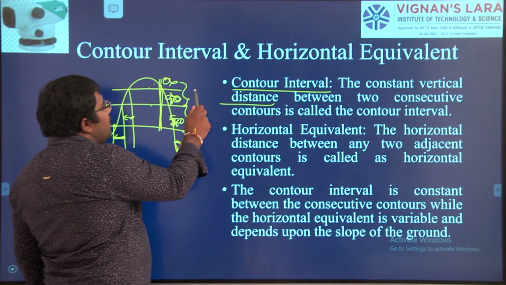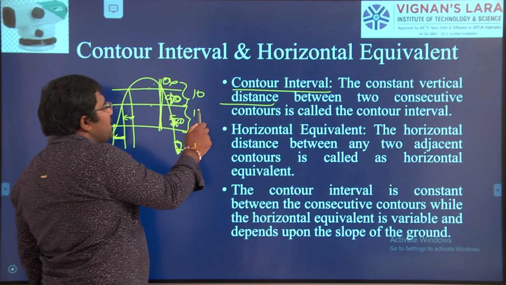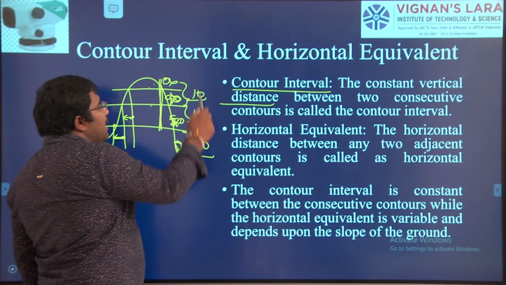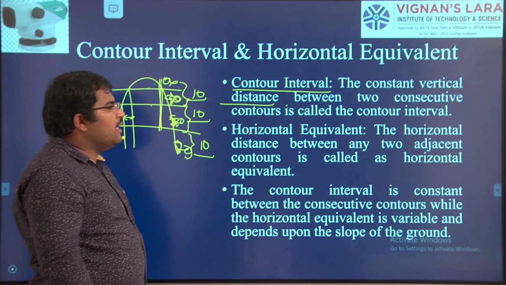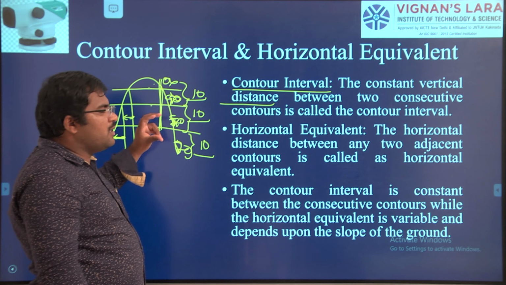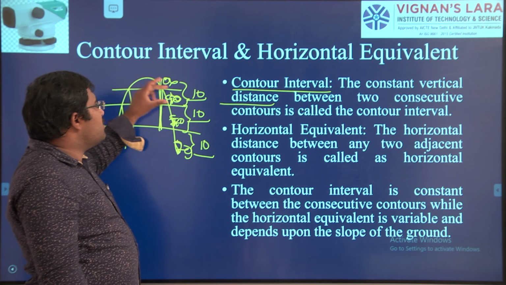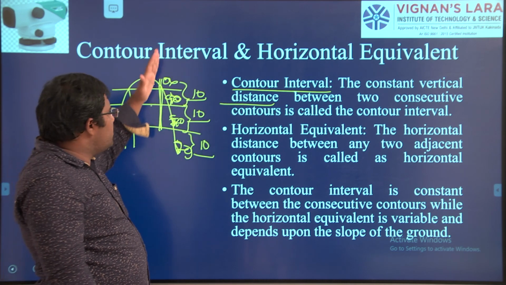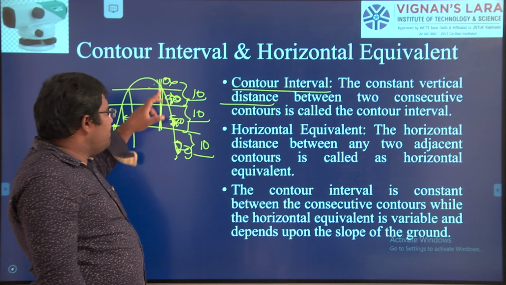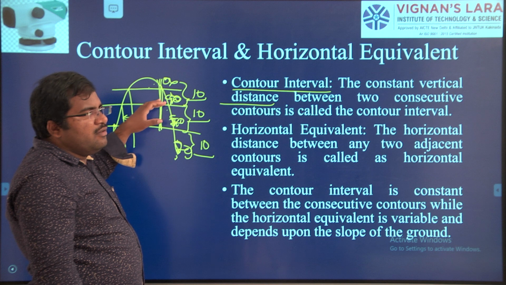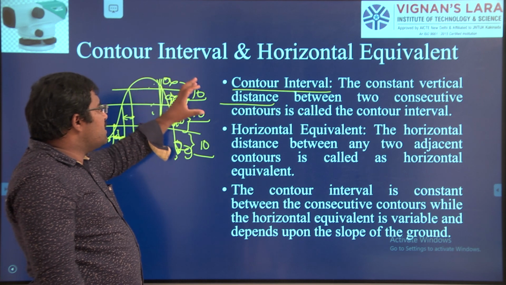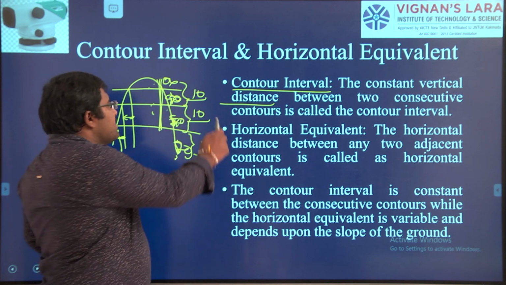So from 100 to 90 it is 10, 90 to 80 it is 10, 80 to 70 it is 10. For everything we have the constant vertical distance between two consecutive, adjacent contour lines. The vertical difference between them is called contour interval. As shown here, 100, 90, 80, 70: the difference is 10 each time. So this is the constant vertical distance, this 10.